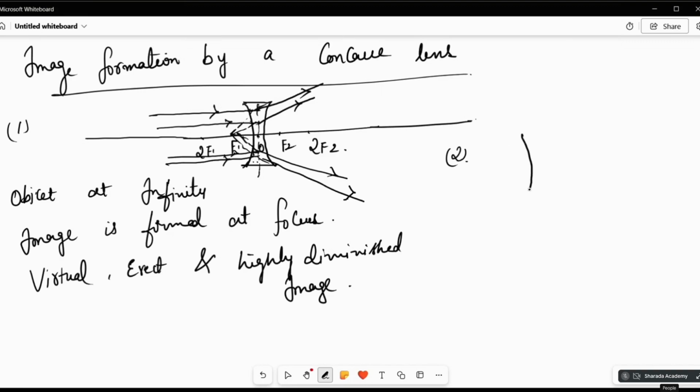Second case, where the object is kept at some finite point. Okay. So where the image is formed, one ray parallel to the principal axis appears to diverge from the focus. Now another ray passing through the optic center goes without deviation. So the image is formed here.